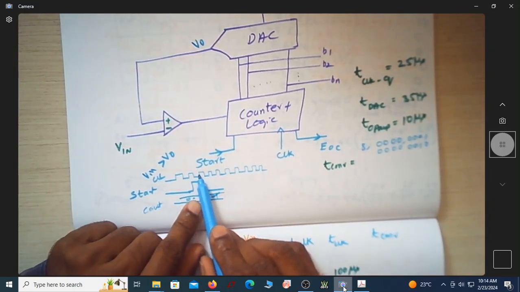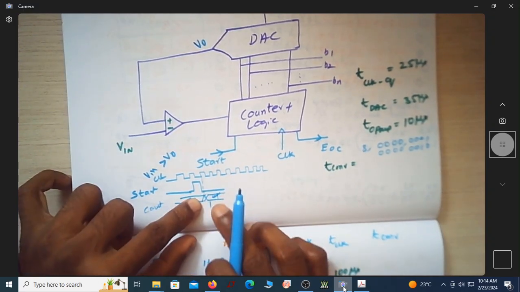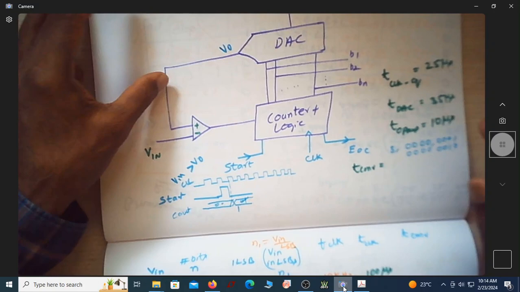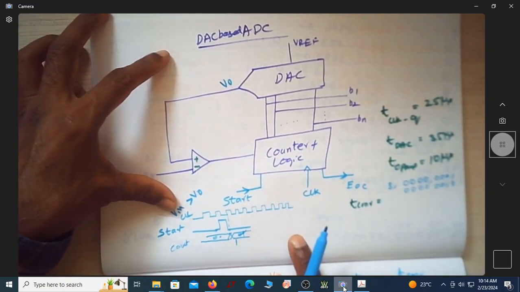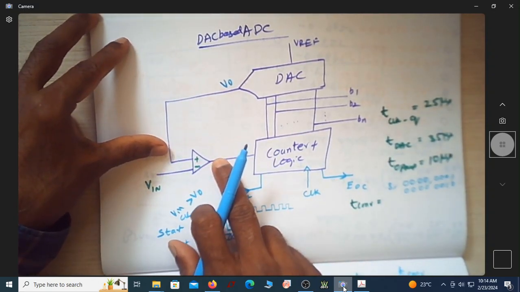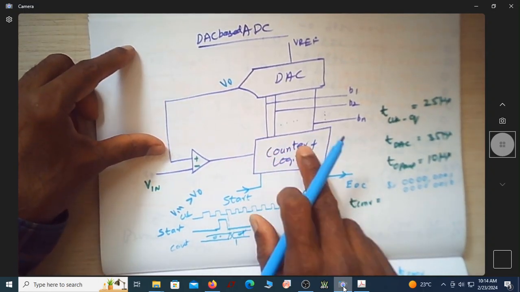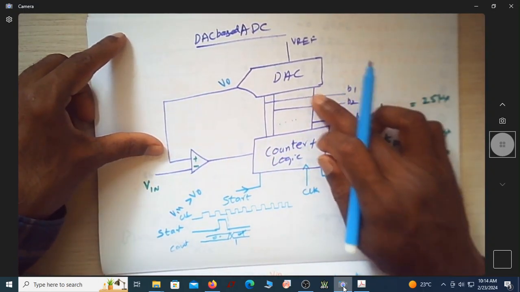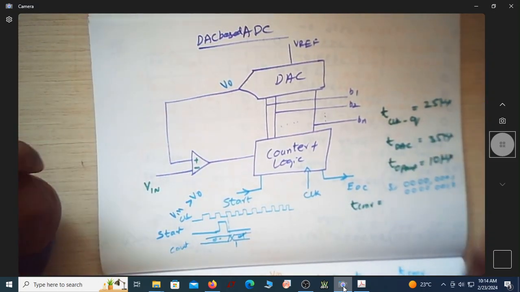After every positive edge, the count is going to increment. But the catch here is, this will continue till the comparator output becomes high, which will stop the count. So the counter output will be your ADC output, equivalent to your analog input voltage.